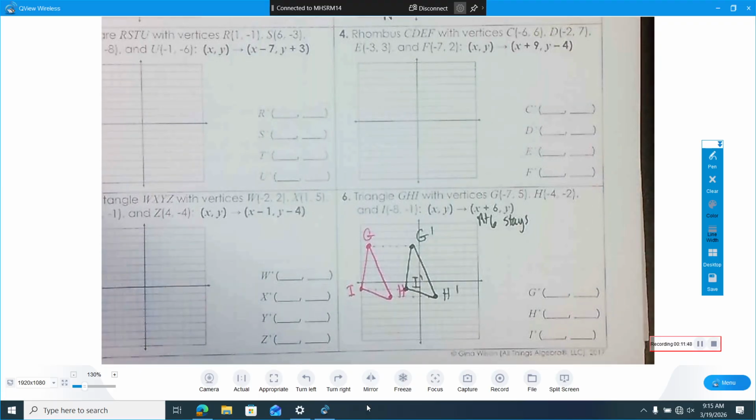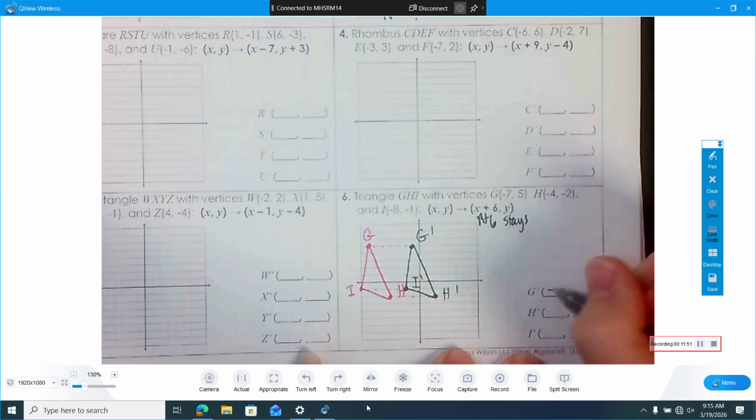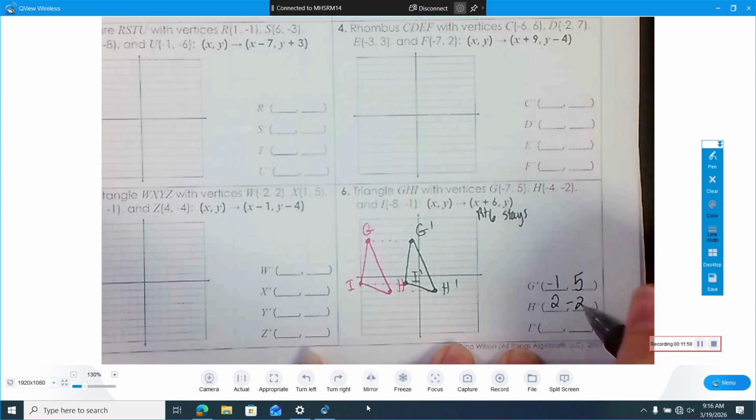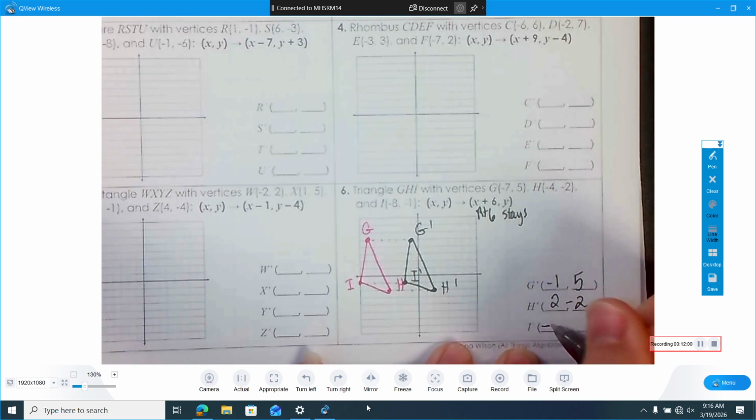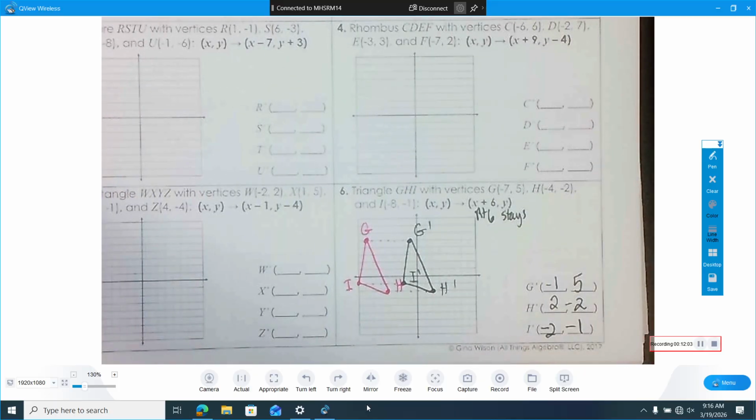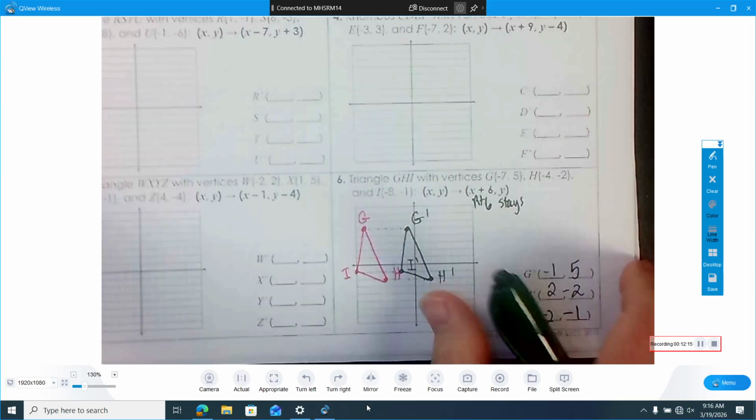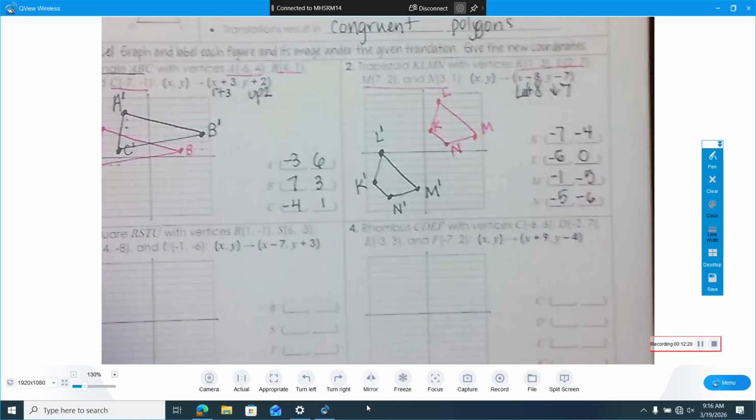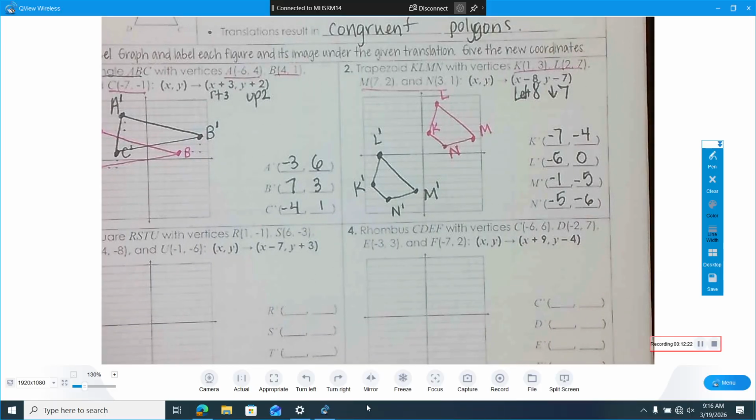All right. Let's see. So G prime looks like it's -1, up 5. Yeah. H prime is 2, -2. Good. And I prime is -2, -1. Beautiful. Okay. Do you guys have any questions so far? No. All right. I think that's fine. I don't think we need to do any more. Is that good for you? Okay. All right.